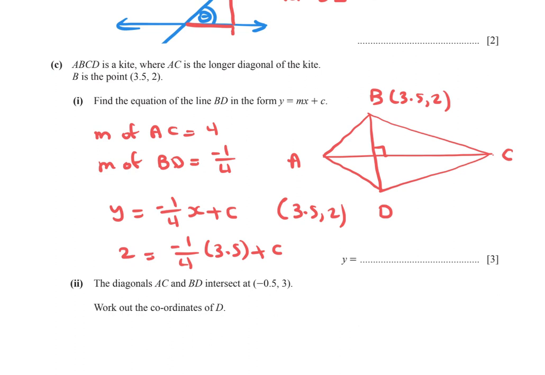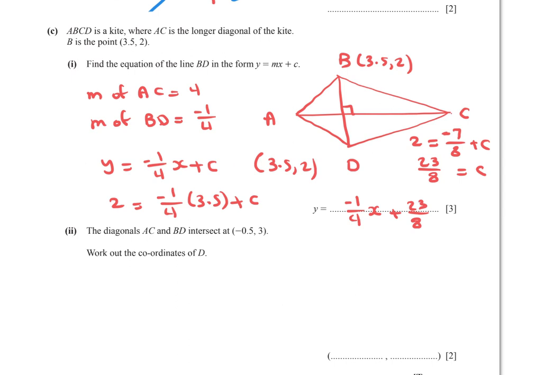So 2 equals negative 7 over 8 plus c. So c equals, transpose negative 7 over 8 to the other side, 2 plus 7 over 8, which is 23 over 8. So now y equals negative 1 over 4 x plus 23 over 8.